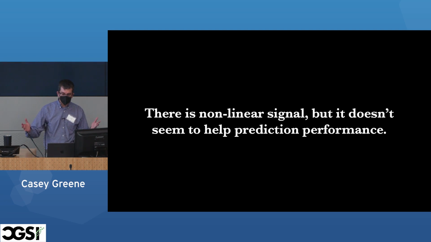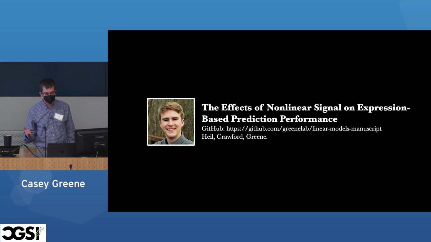So our takeaway at this point is there is some nonlinear signal. It doesn't seem to help prediction performance, but it is there. And so the question arises: is it redundant, or is it just that our methods aren't quite appropriate for the problem? It's hard to argue the methods aren't appropriate for the problem when those same methods can make predictions on the nonlinear residuals, right? So we think it's probably redundant. But there are a lot of open questions.